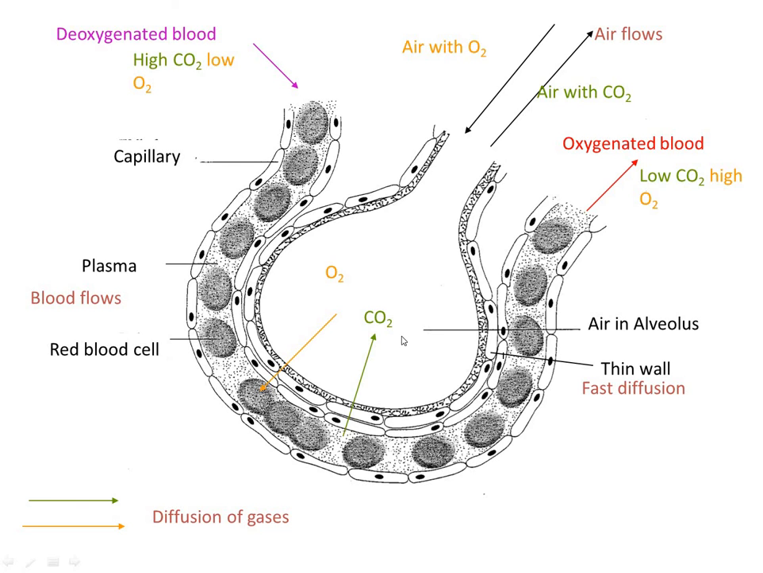Air flows in and out due to ventilation, which again creates a steep diffusion gradient because you're constantly getting fresh oxygen brought in and carbon dioxide taken away. And that's the end for that.